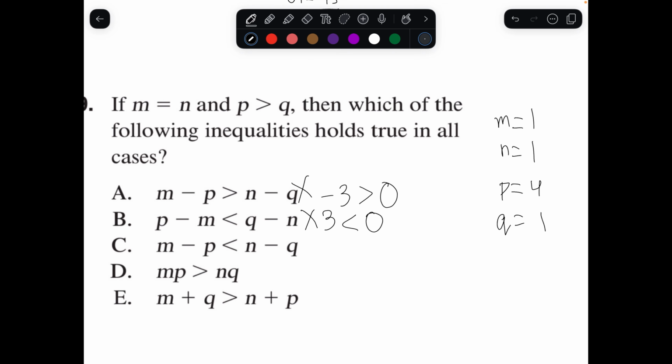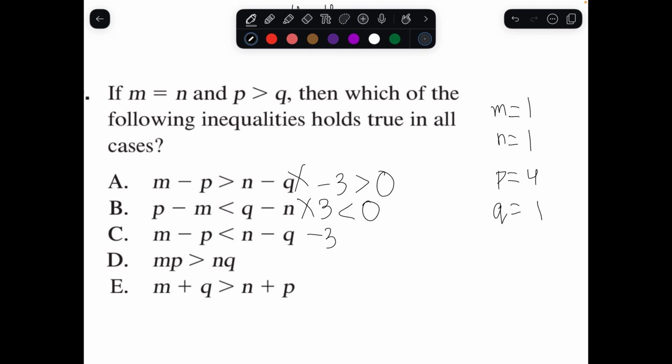Now let's test C. M minus P, that's -3, is less than N minus Q. That is true. -3 is less than 0. C works. M times P, which is 4, is greater than N times Q, which is 1. That works as well. E, M plus Q, which is 2, is greater than N plus P. That is not true, because N plus P is 5. 2 is not greater than 5, so E is out as well. So we're left with C and D.